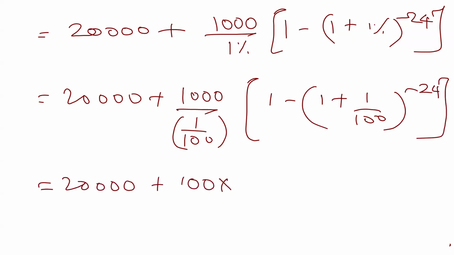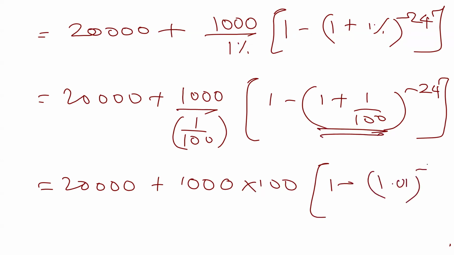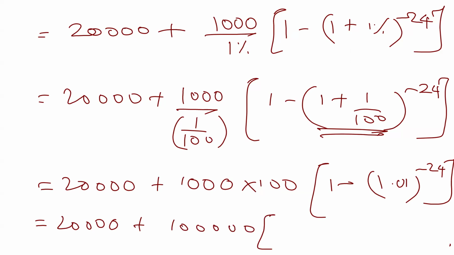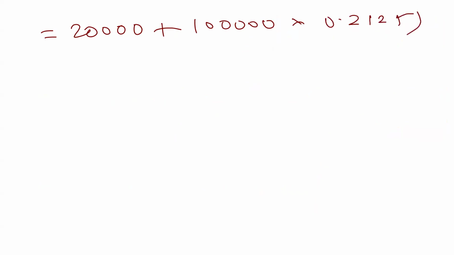20,000, 1,000 into 100, 1 minus this value, which is 101 upon 100, that is 1.01 raised to minus 24. This value will be given in the exam. Definitely it will be given. Okay, and that value is 1 minus 0.7875. Now what is 1 minus 0.7875? That is 0.2125.